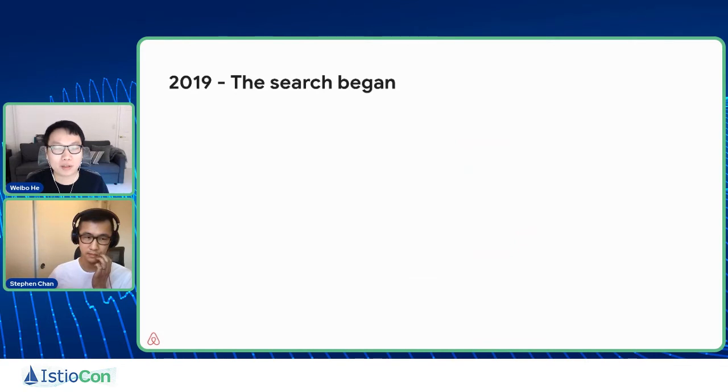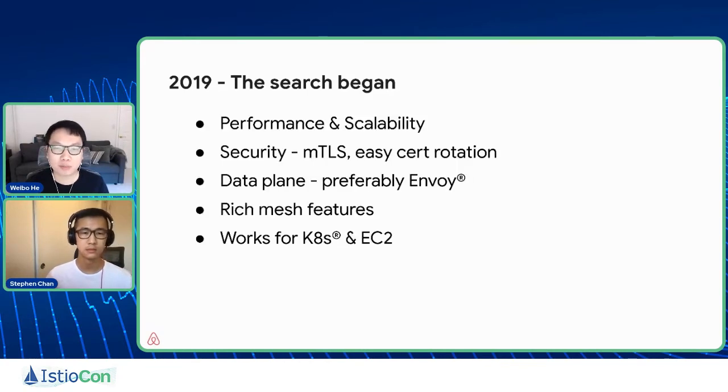In 2019, we decided to stop patching SmartStack and search for a modern service mesh solution with the following requirements in mind. First, the new service mesh must be able to propagate changes quickly and scale to tens of thousands of managed proxies. The new service mesh must provide complete security features like mTLS and cert rotation. For data plane proxy, we preferred Envoy as we had in-house operational expertise with it as the secondary proxy for SmartStack. We'd also like the new service mesh to provide rich features in traffic management, resilience, and observability. And last but not least, the new service mesh must support Kubernetes as well as EC2.